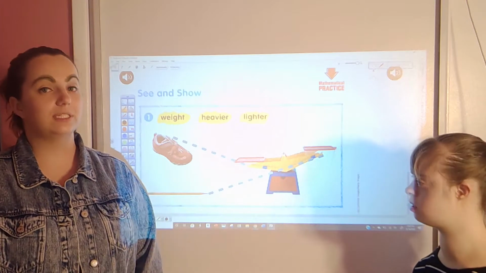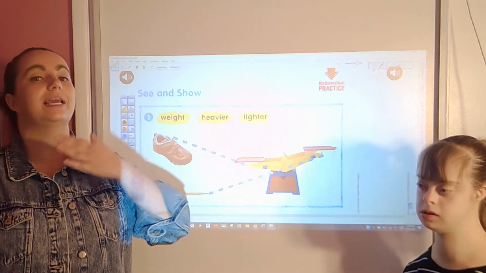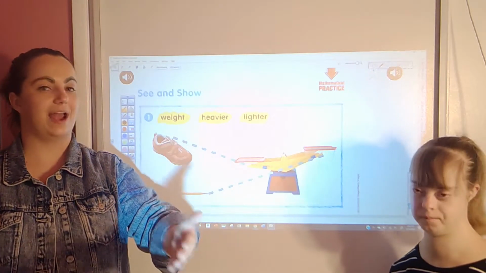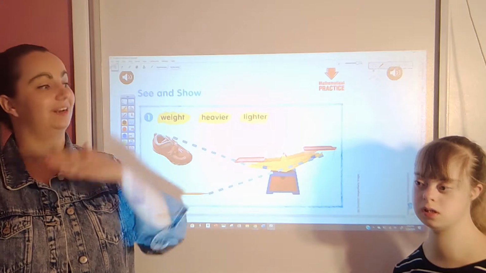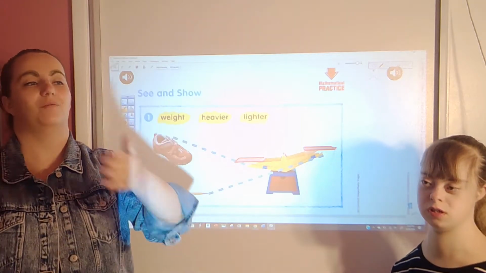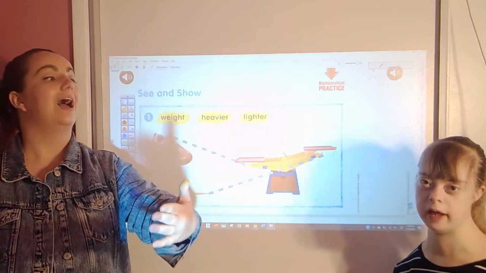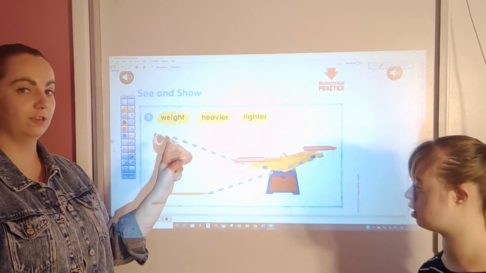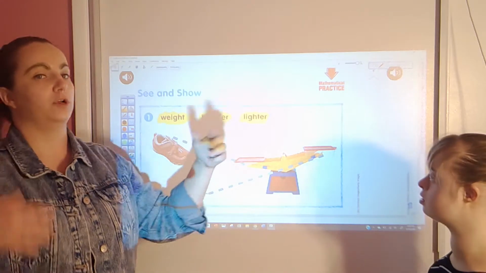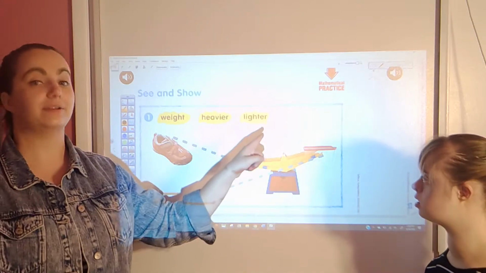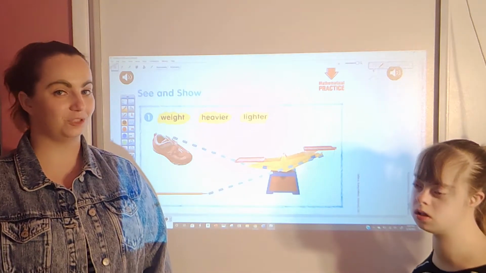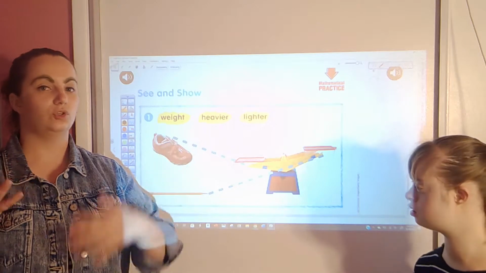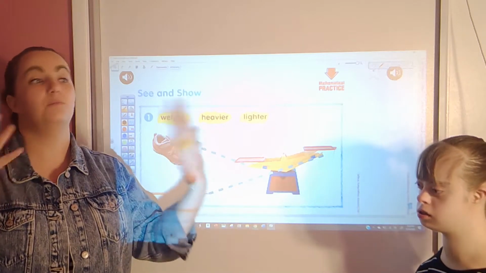Let's get comfortable saying lighter. I'm going to say lighter, and I'm going to point to you to say lighter. Ready? Lighter. Good. One more time. Lighter. Good. We're describing weight using terms heavier, really heavy, or lighter. And another word you might use is the word same. When two things are identical, they usually have the same weight.